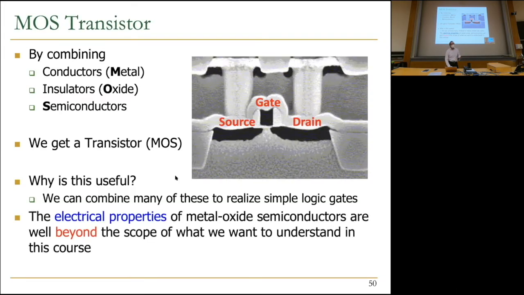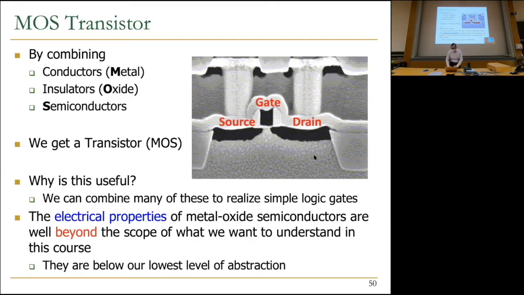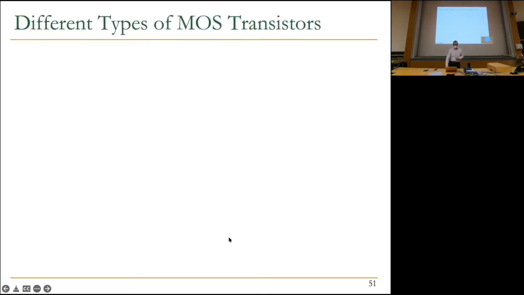And as I said, the electrical properties and how this really works is beyond the scope of what we understand in this course. They're beyond our lowest level of abstraction. Okay, so hopefully, if you're not satisfied with what I said, go and take a microelectronics design course. Now, unfortunately, we had to draw a line somewhere. Okay, but I will give you a little bit more detail because this is important to actually build some logic gates and understand how they work.